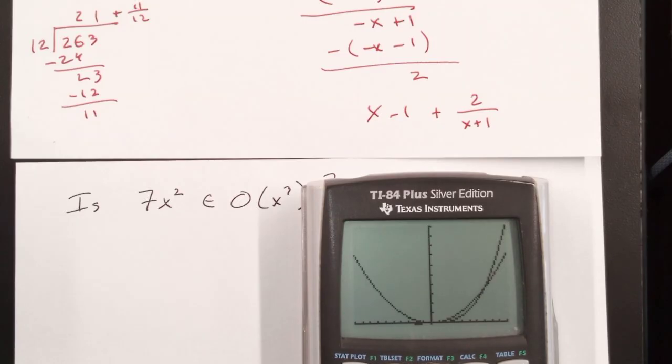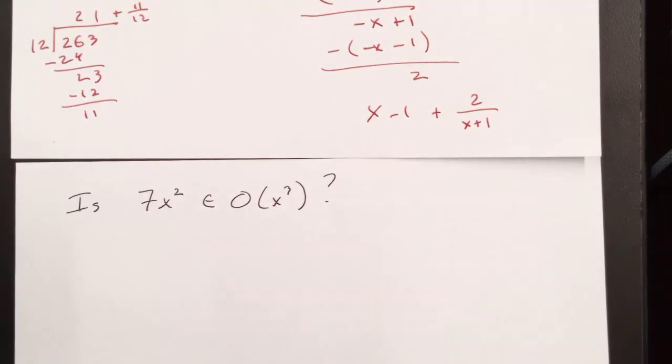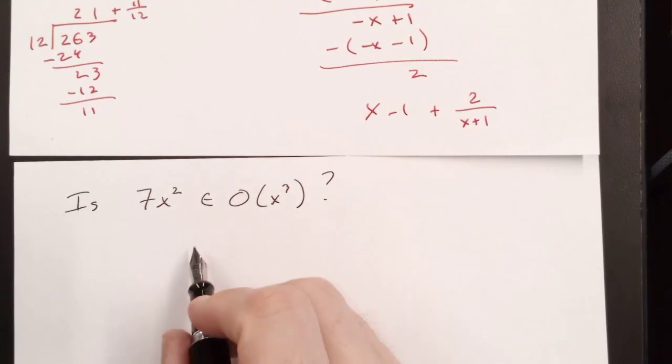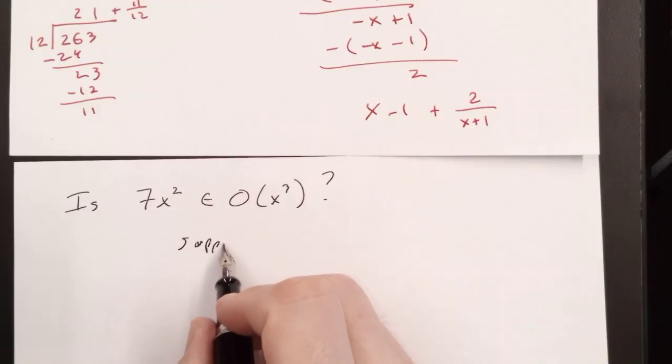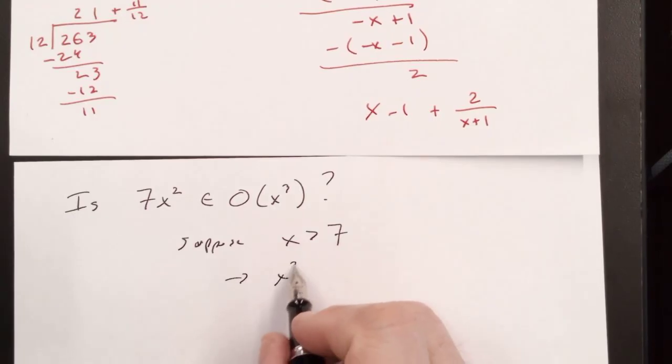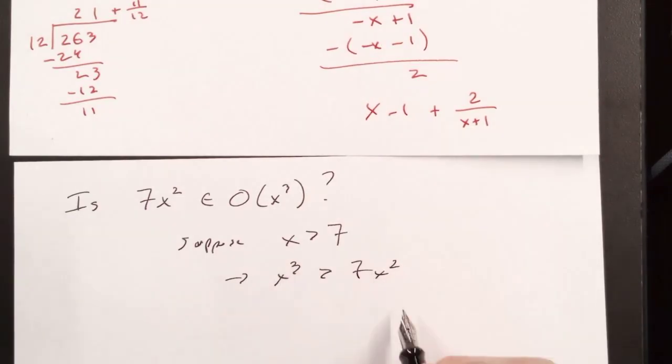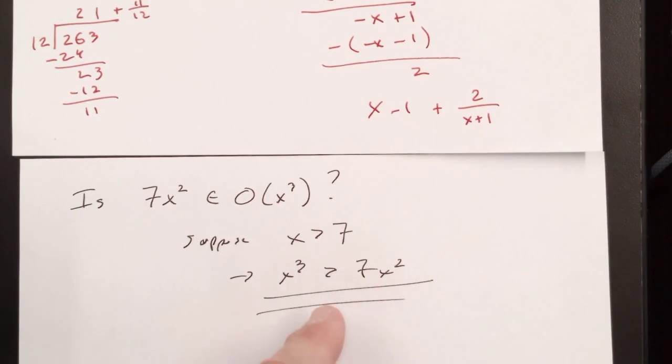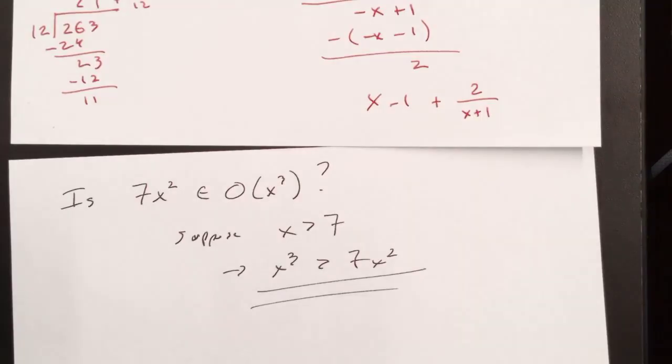This is actually easier to find by hand. 7. If x is 7, then 7 cubed is the same as 7 times 7 squared, isn't it? But watch what I do with the equations. Suppose x is bigger than 7. Then x cubed is bigger than 7x squared. That's the equation I wanted. That tells me that f of x is less than c times g of x whenever x is bigger than k.